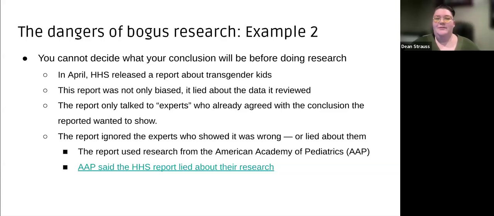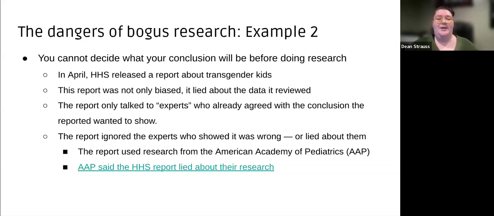So another example, we can't decide what our conclusions are going to be before doing research. So in April, HHS released a report about transgender kids. This report was super biased and it also lied about the data that it reviewed. So the report only talked to experts who already agreed with the conclusion that they wanted to show. That's not how we do good research. It's not looking at all the information, and it's lying about some of the information. So the report ignored experts who showed that it was wrong or lied about information.